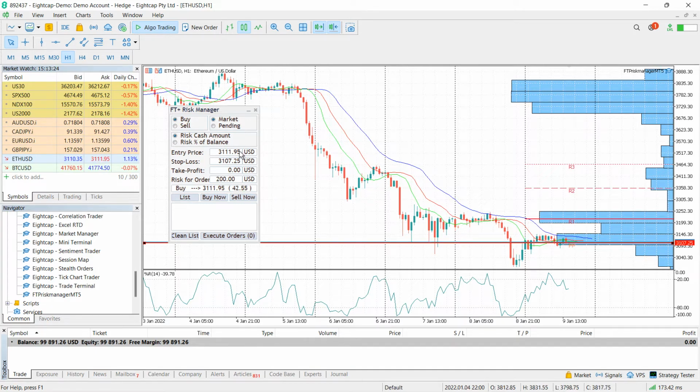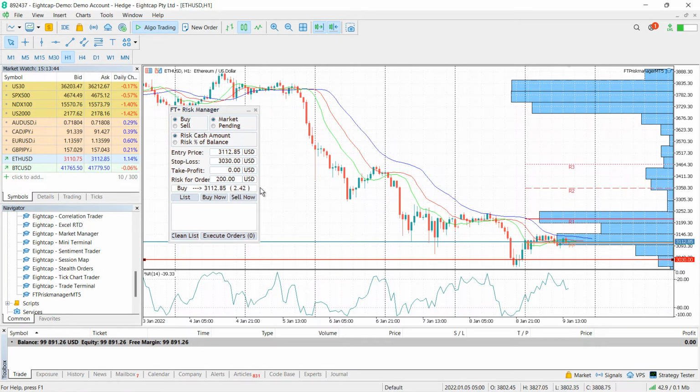Now, if I wanted to go immediately into the market at market now with a stop below 30.30 on Ethereum here, that would mean I'd need a trade size of 2.42. If I hit buy now, that will execute that order, and we can see the entry price here, this line here, and the red line is the stop line down there.